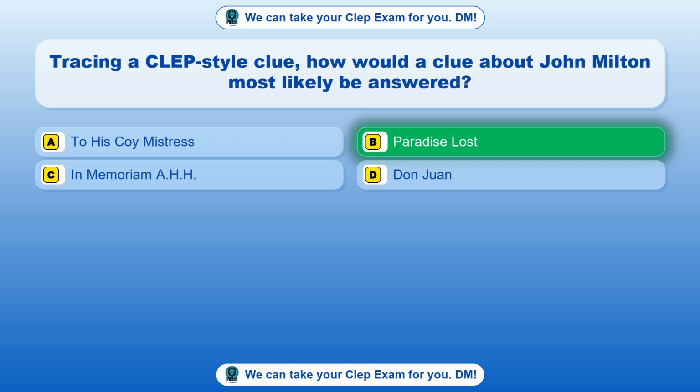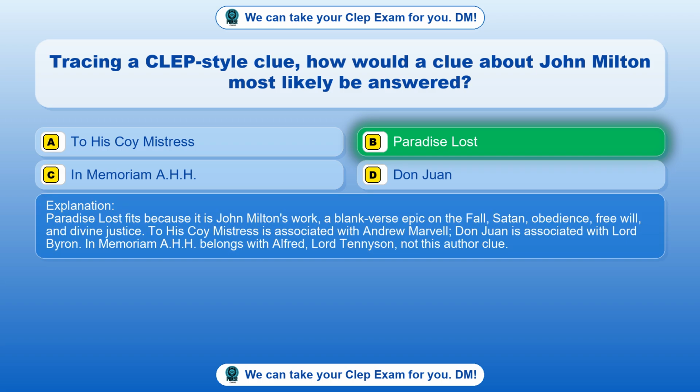Paradise Lost. Paradise Lost fits because it is John Milton's work, a blank verse epic on the fall, Satan, obedience, free will and divine justice. To His Coy Mistress is associated with Andrew Marvell. Don Juan is associated with Lord Byron. In Memoriam A.H.H. belongs with Alfred, Lord Tennyson, not this author clue.